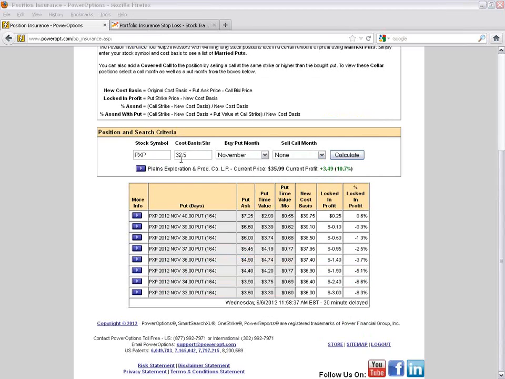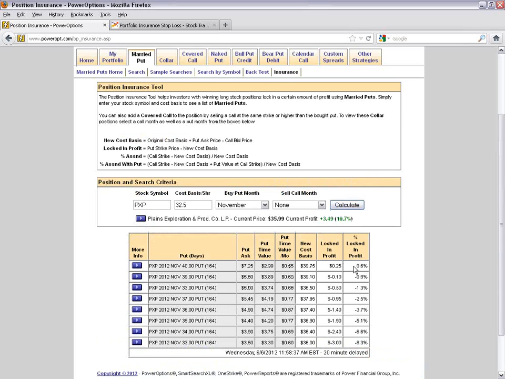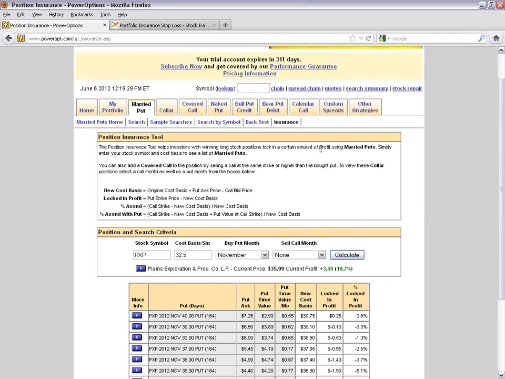We're going to use this insurance tool here to help us calculate what our current unrealized profit is and how much locked-in profit we can get by purchasing the put options maybe 5 months, 6 months, or 8 months at a time. All right, so those are the two tools, the search by symbol and the insurance tool. If you have a stock that has a gain on it and you're looking to protect it, those are the tools you'd use.